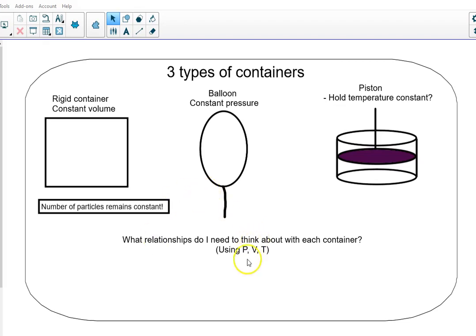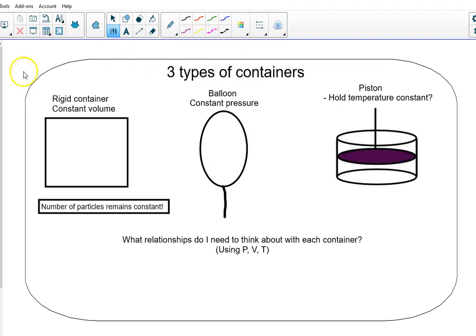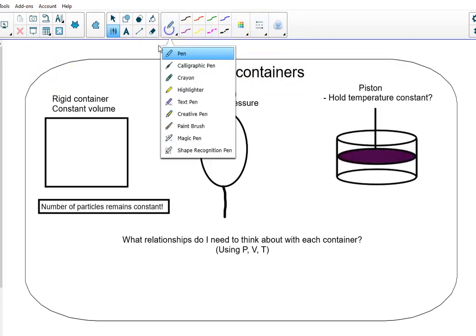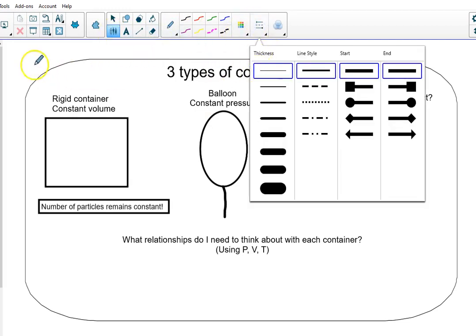I have pressure, I have volume, and I have temperature. So how do these things all go together? And can I use the kinetic molecular theory to describe these particular types of conditions? And let's get my pencil here, please. All right. There we go.